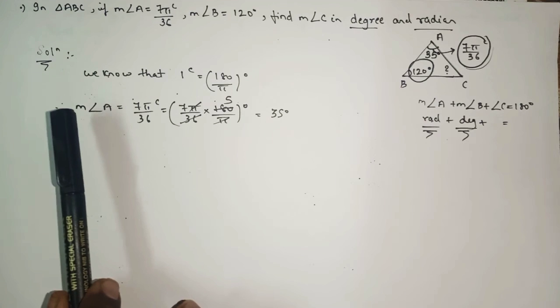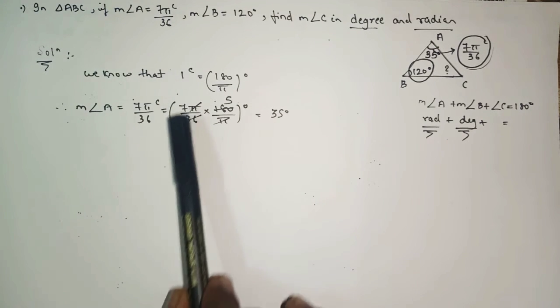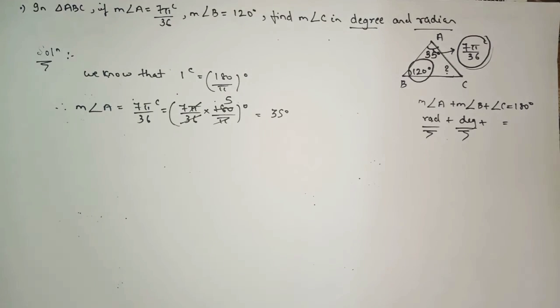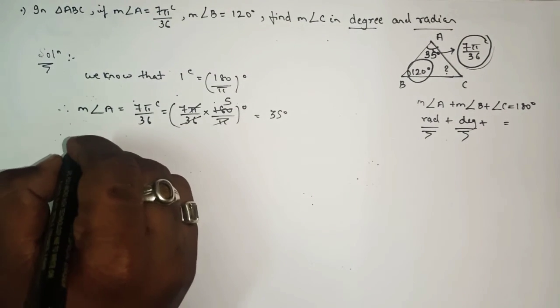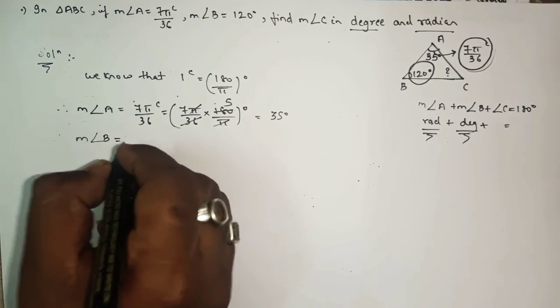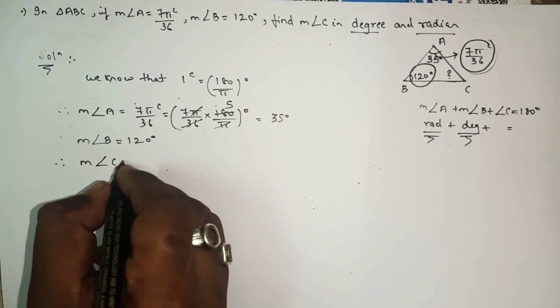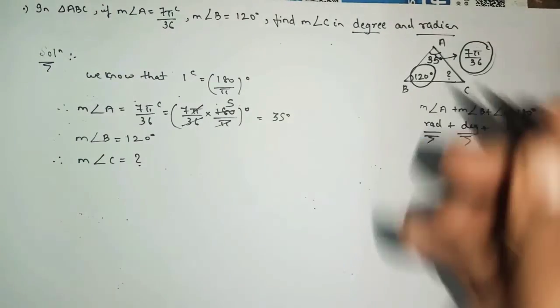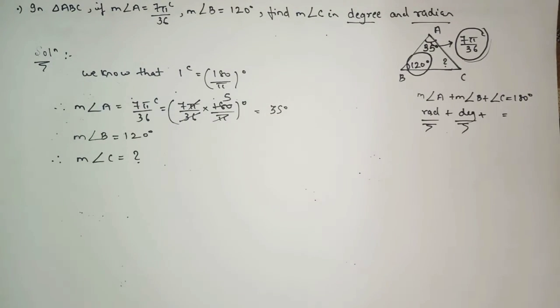Okay, so here I had converted the measure of angle A, which was in radian, into degree, and already in the question we have the measure of angle B, which is equal to 120, and we have to find the measure of angle C, but in both the systems, that means degree as well as in radian.